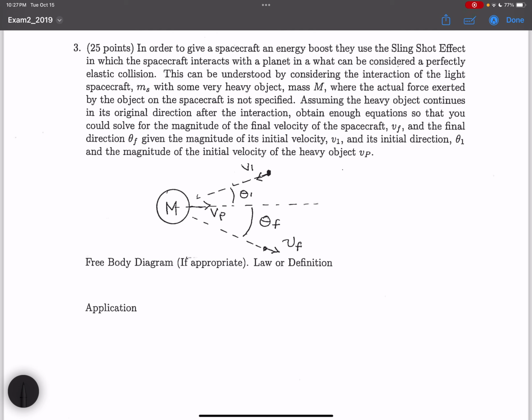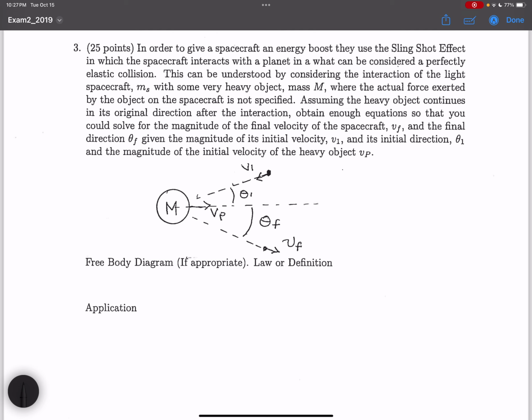Assuming the heavy object continues in its original direction after the interaction, obtain enough equations so that you could solve for the magnitude of the final velocity of the spacecraft and the final direction theta, given the magnitude of its initial velocity and its initial direction. So we just need the equations for this one. This shouldn't be too bad, actually.